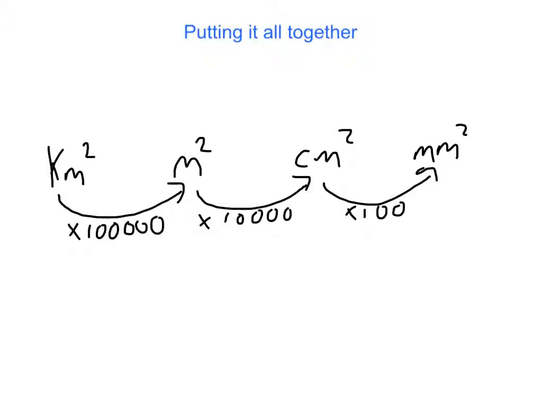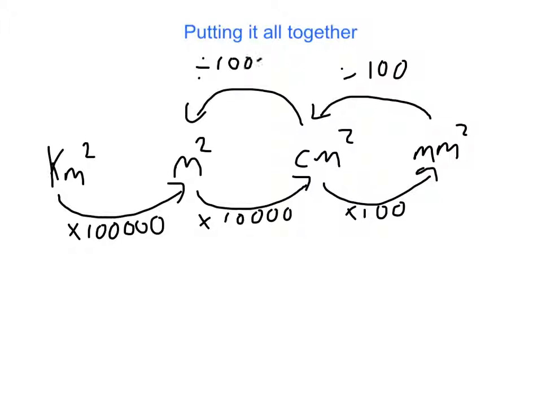If we were converting the other way, we do exactly the opposite. So changing from millimetres squared to centimetres squared, we divide by 100. Going from centimetres squared to metres squared, we divide by 10,000. And from metres squared to kilometres squared, we divide by 1 million.